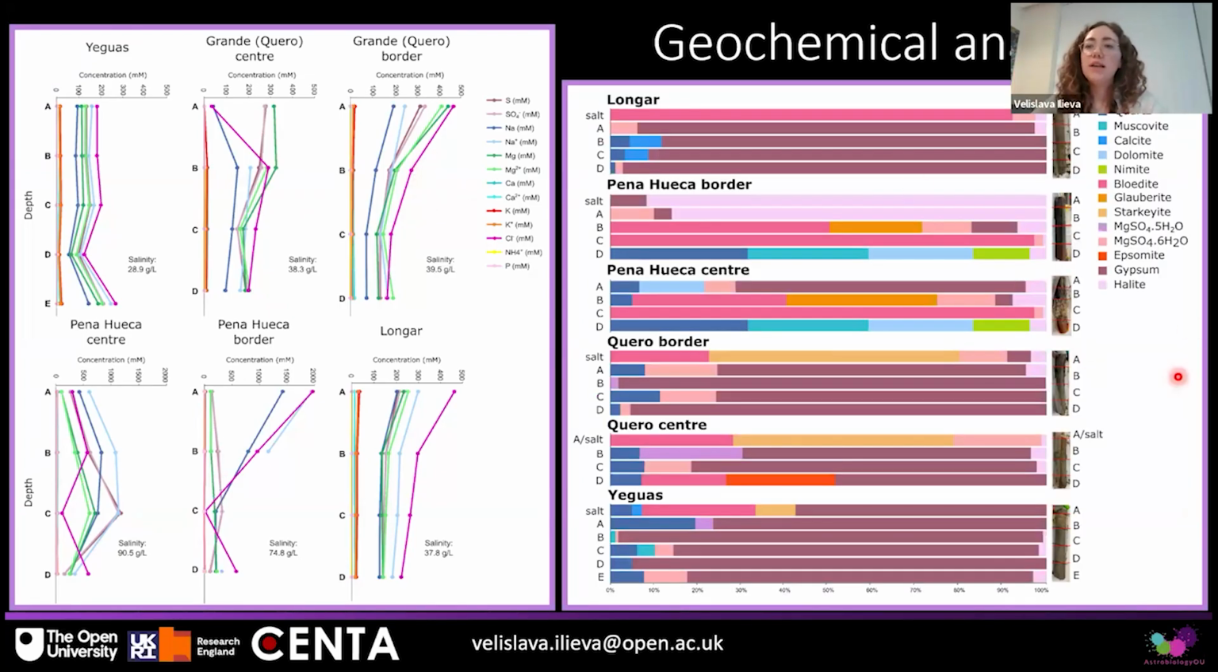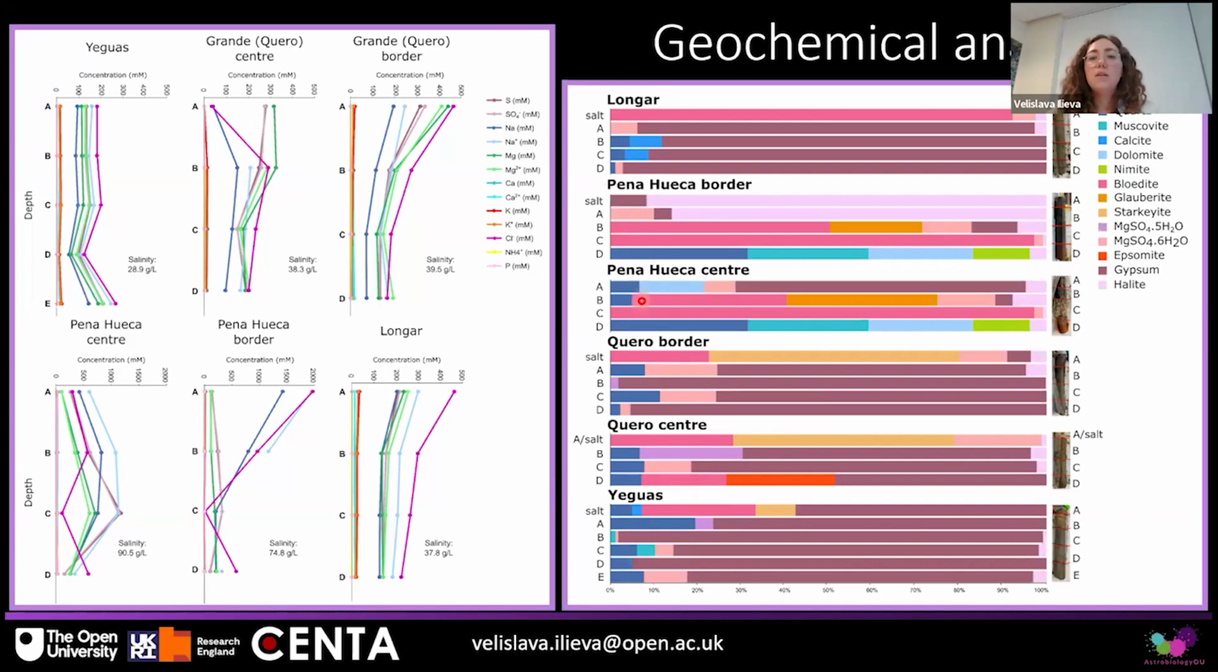And then the mineralogy analysis confirmed the chemical data and told us what these differences are between the cores. The first key thing is that Yaguas and Lungar, as well as Quero, are very gypsum-rich. So gypsum comprises over 70% of the mineral abundance of these sites. At Quero, we see some differences between the center sediment that was covered in thick salt crust and the border, and we see some magnesium sulfate minerals as well as bloodite.